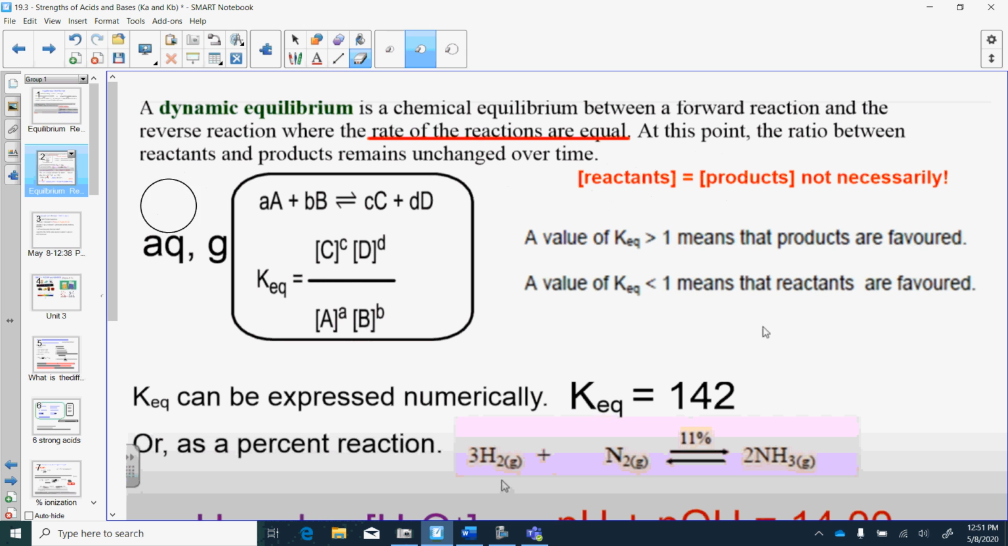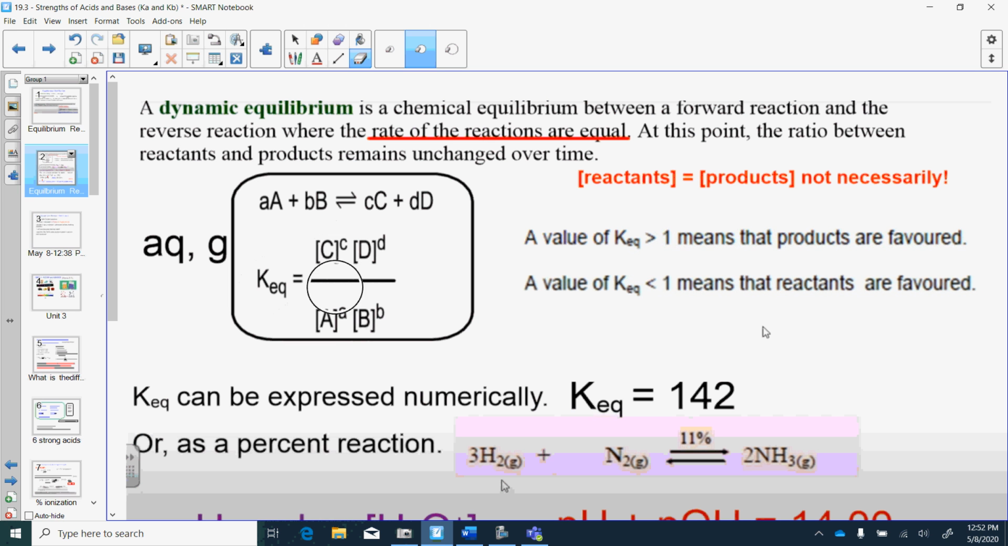We looked quantitatively, so how can we put some numbers on this? If this is our equation, we can come up with a KEQ expression or KEQ law. We put our products on the top and our reactants on the bottom. This is going to be key. We talked about KW, but in our new unit, we'll talk about KA and KB. So they're all equilibrium constants, basically of specific types of reactions.